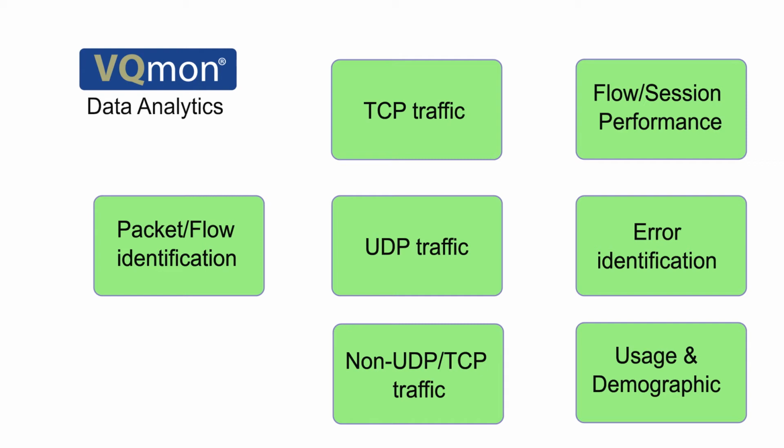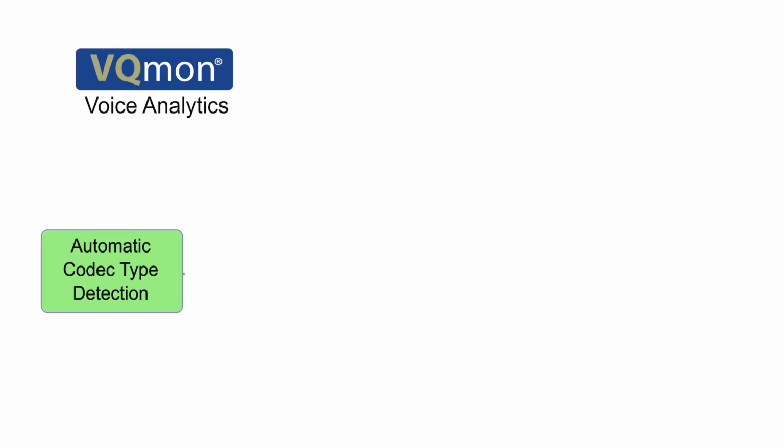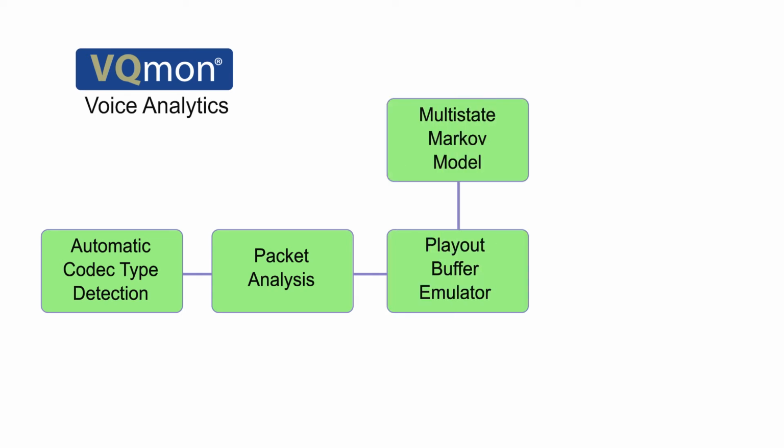It also identifies flows that originate from common social media or search sites and reports the traffic level associated with each site. For voice or audio over IP, VQmon automatically detects the type of codec being used and analyzes each media stream in real time. It uses a playout buffer emulator to determine if late or early packets would be discarded and then applies a multi-state Markov model to learn the distribution of lost and discarded packets.